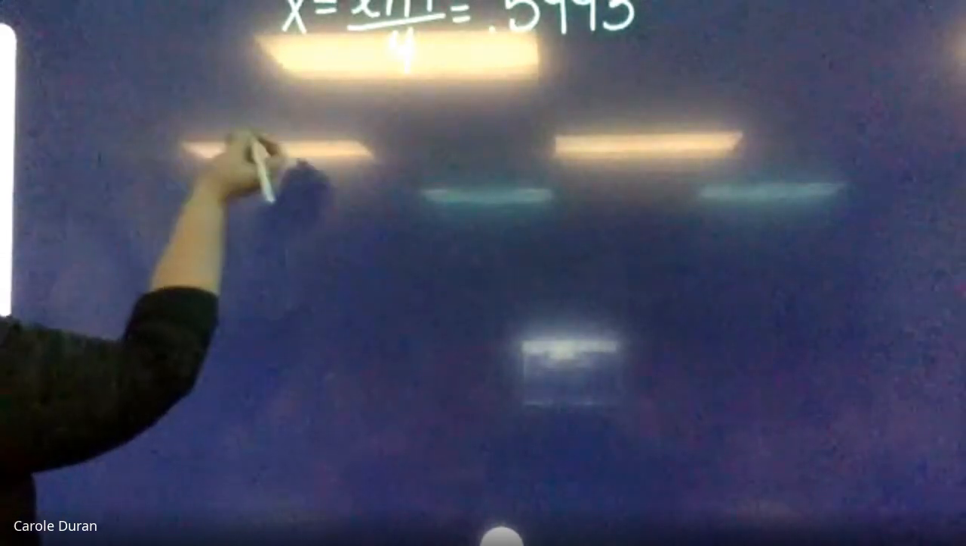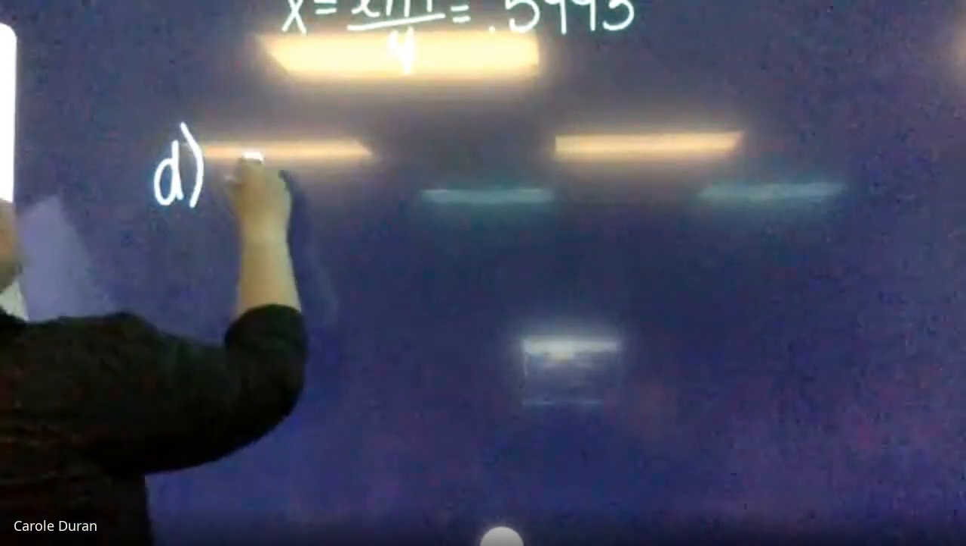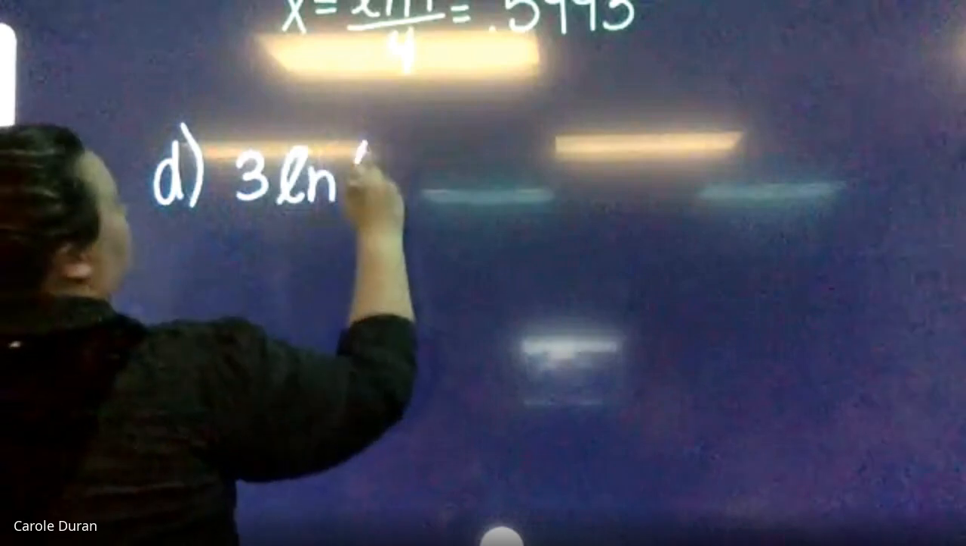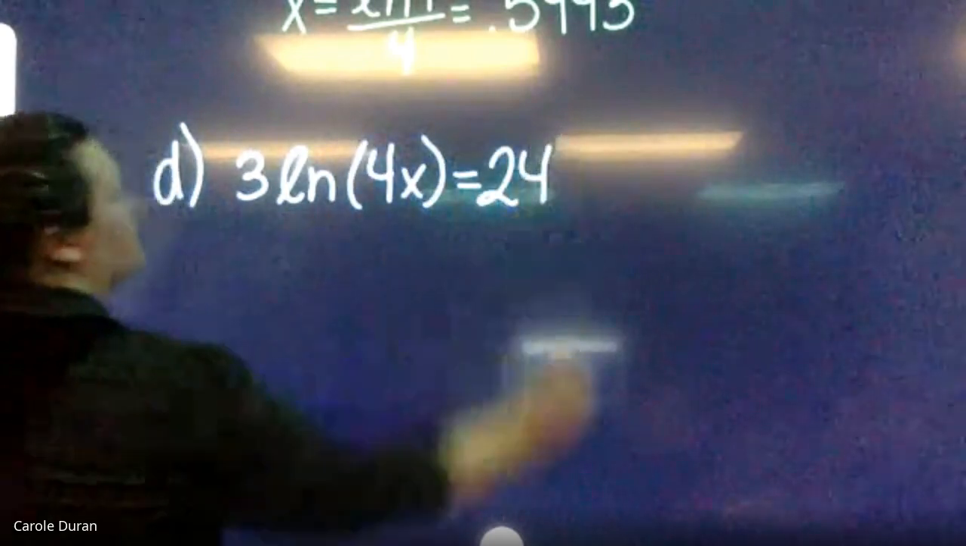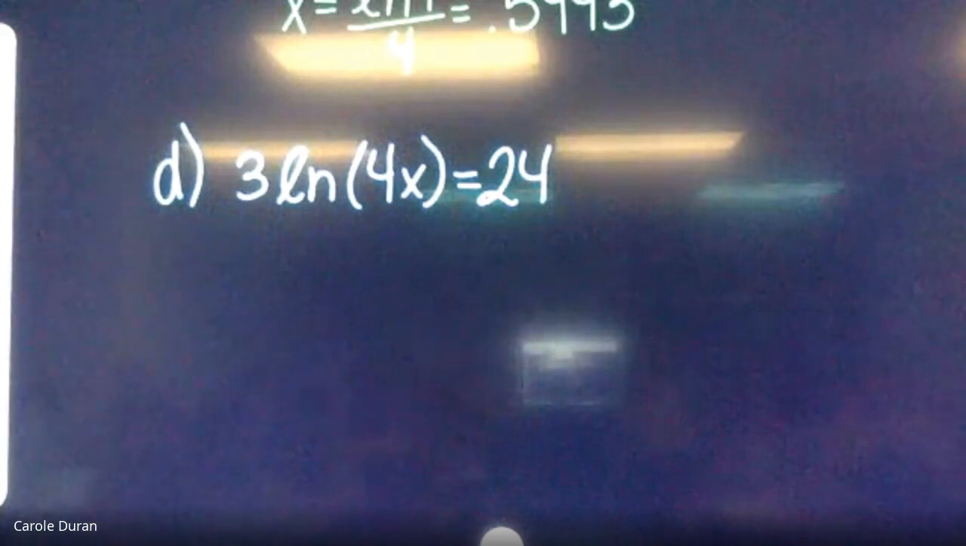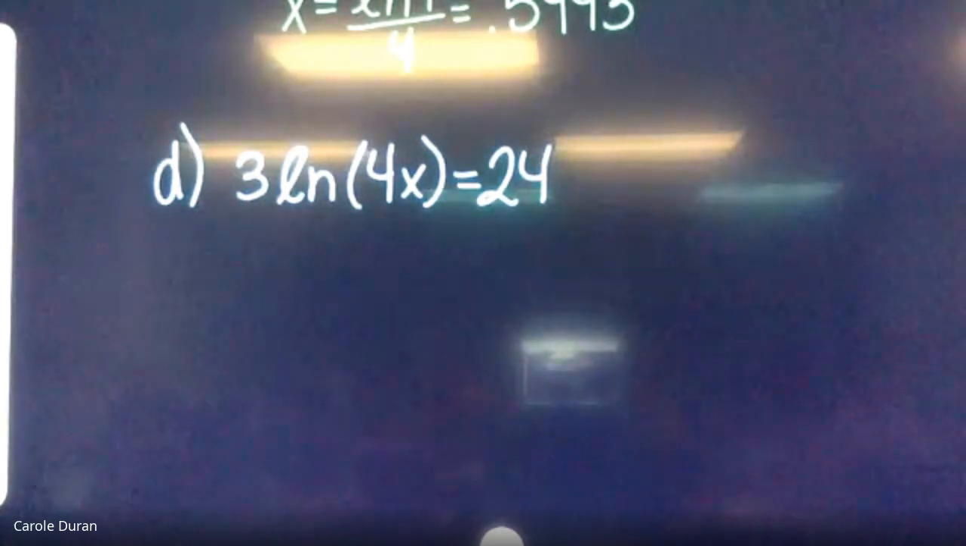If you already wrote the notes, here is example D. So this is 3 times the natural log of 4x equals 24. So this one is the same concept, but it's a little bit different because this time I have a natural log in here instead of an e, but it still kind of works the same way.